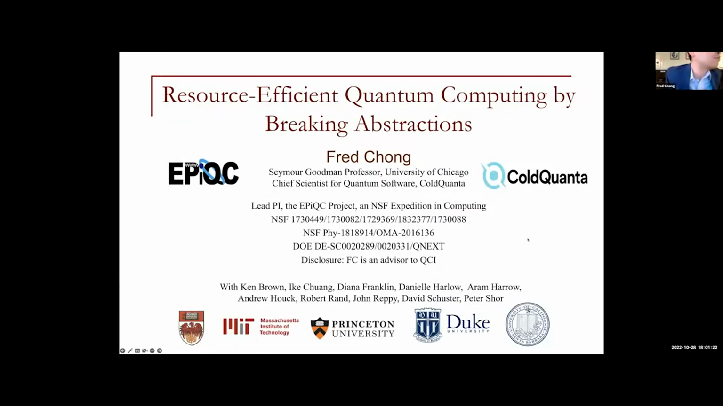Really great to be at this workshop, which I think is really at an important intersection of physics and computer science. And in fact, what I'm going to talk about today is this notion of co-designing systems, and in particular, building resource-efficient quantum computing systems, in particular by breaking the abstractions that we typically have for building software systems.